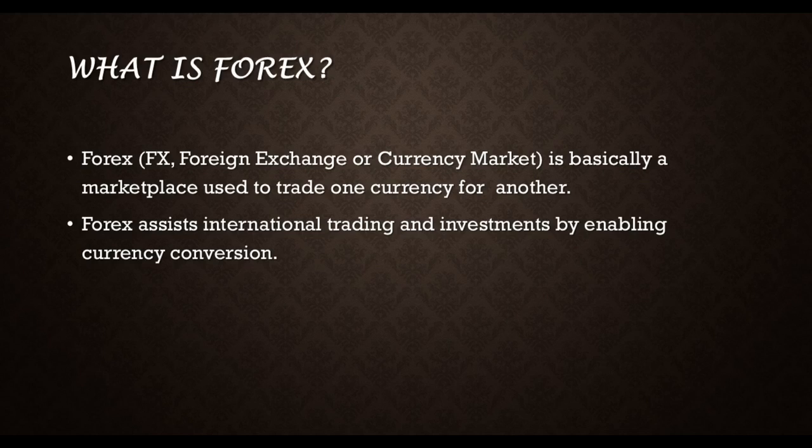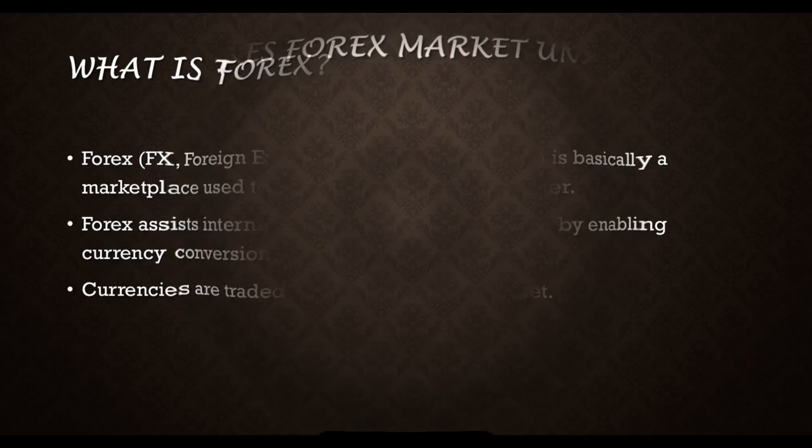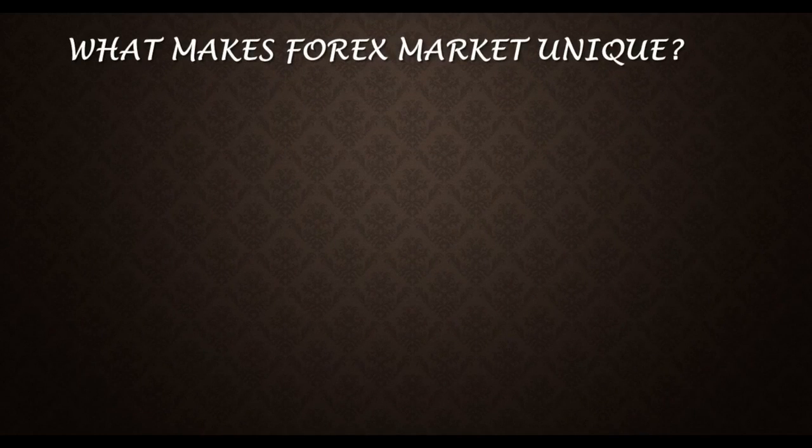Alright, the last thing to know about Forex is currencies are traded as pairs in the Forex market, which means there should be two currencies, two major currencies, in order to make a trade in the Forex market. So now let's talk about what makes the Forex market unique, apart from other financial markets.